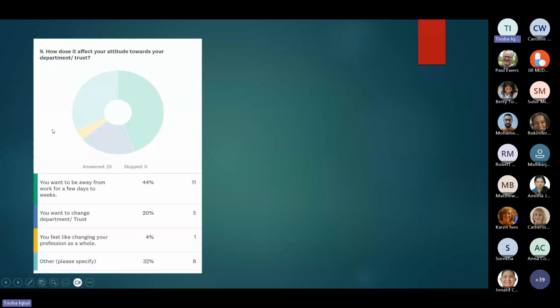The next question was, how does it impact their attitude towards their department or trust? So it is quite similar to what we asked them before. And 44% said they want to be away from work for a few days to a few weeks. It can impact how we retain staff or sickness due to mental health or mental well-being. 20% said they want to change their department or trust, and 4% said they want to leave the profession entirely.